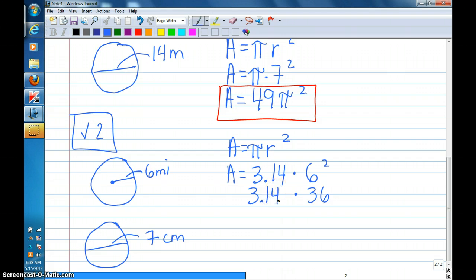They don't tell us how to round it. I'm going to round it to the nearest tenth though. So the area is 113.0, or miles squared. So just seeing the directions if they tell us how to round for that.